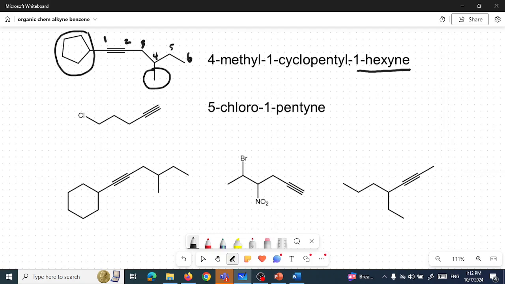The lower number will be indicated in the name to show the location of the triple bond. Hexyne here is basically derived from hexane. The -yne is the signature suffix of a triple bond. Hex means there are 6 carbons. Now there are 2 substituents. On number 4 there's a methyl group. On number 1 there's a cyclopentane. So it will be named 4-methyl-1-cyclopentyl-1-hexyne, or the other way of writing this would be 1-cyclopentyl-4-methyl.